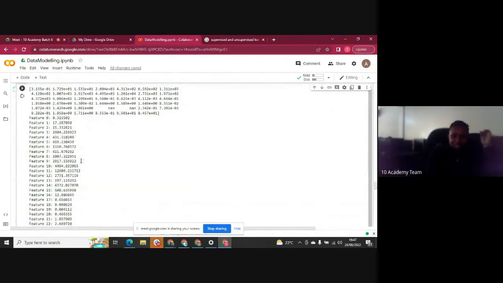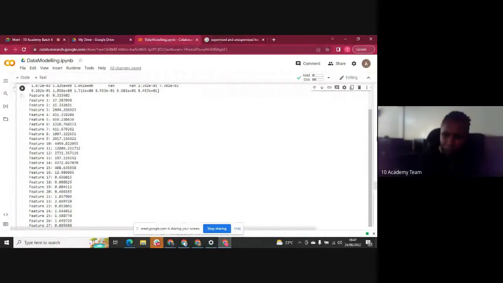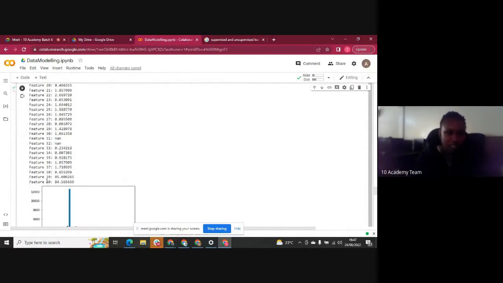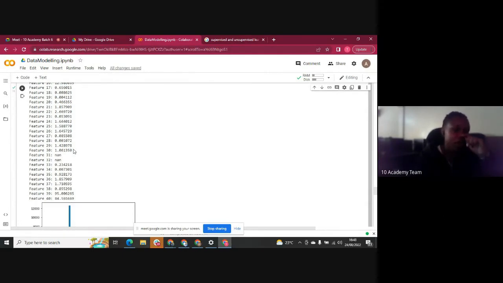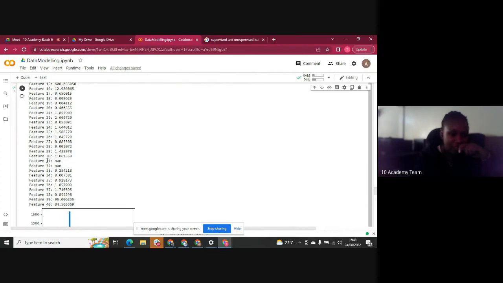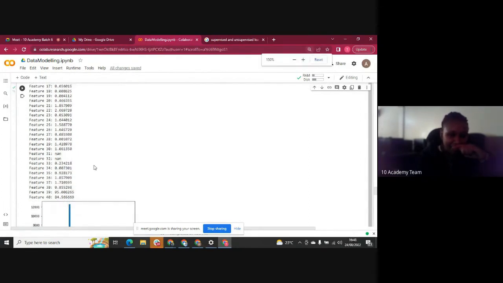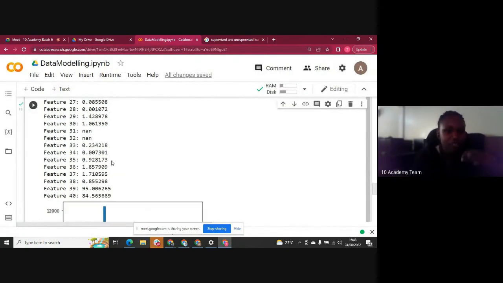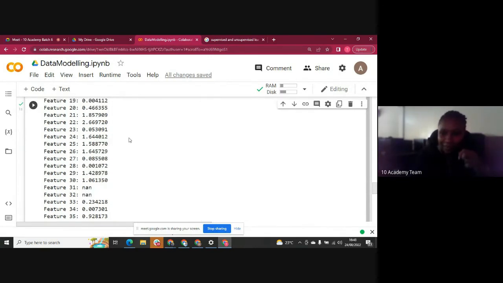So I do have an entire list here of all the features. We did have 41 features, so this should be around, let me just see. Yeah, 41 features, every feature having its score on how it contributes to our label. You'll notice there are features here that have no importance at all, feature 31 and 32, they don't contribute to our label. We have feature 34 here, which has an importance of 0.007, and we have features that contribute a lot to our label.